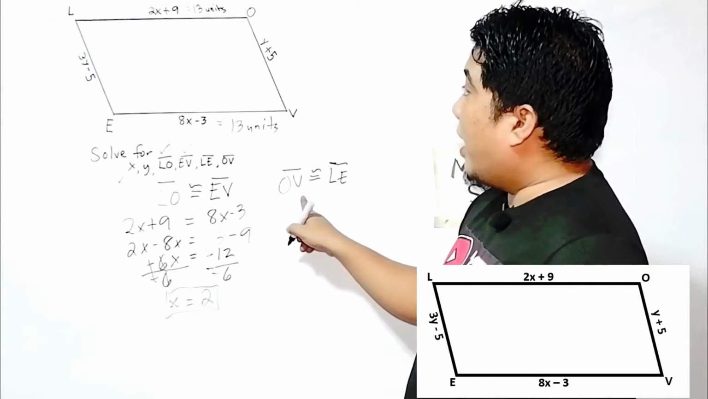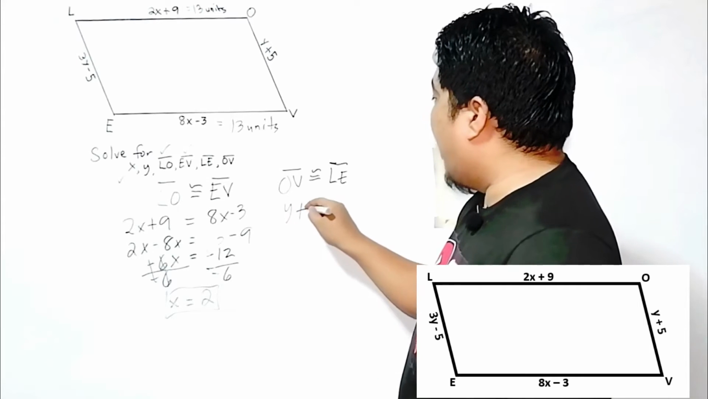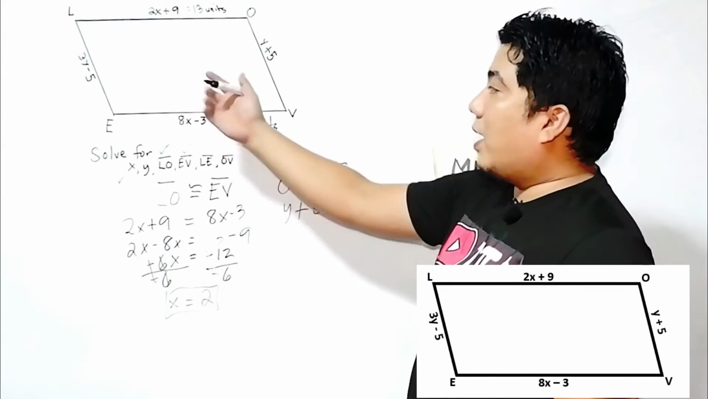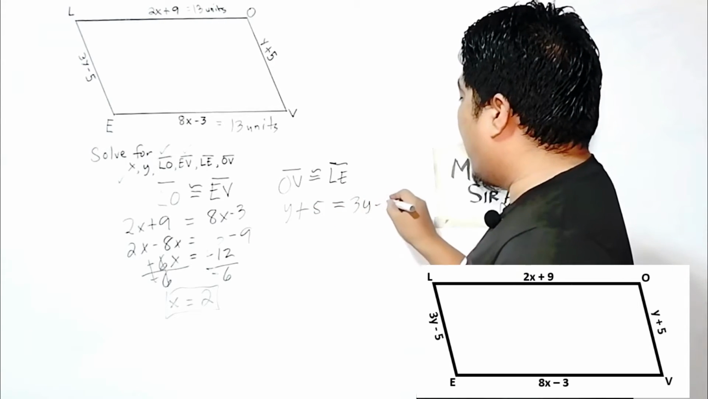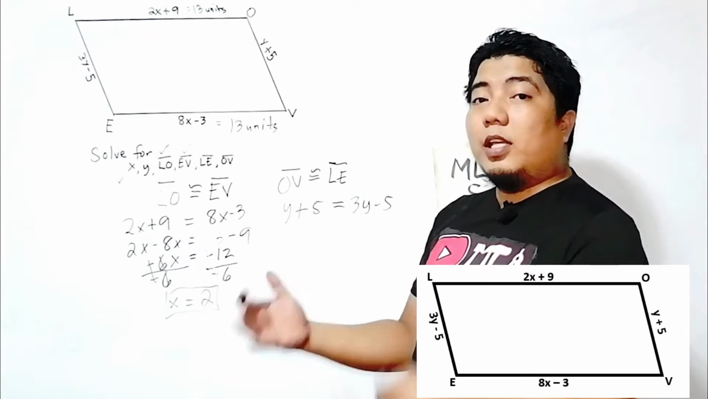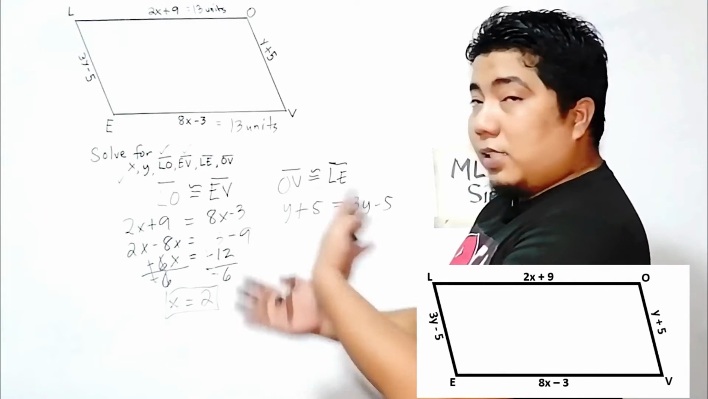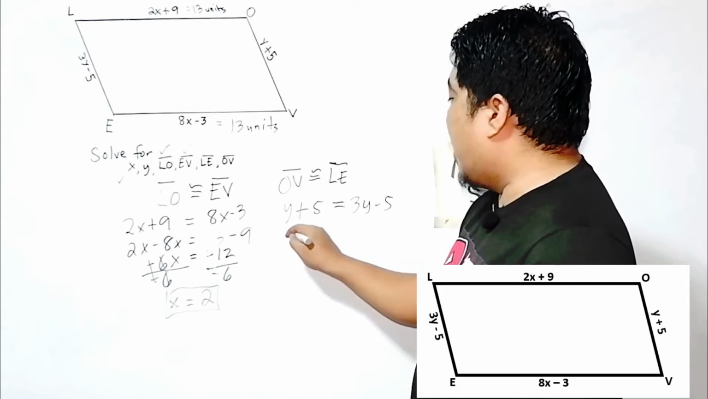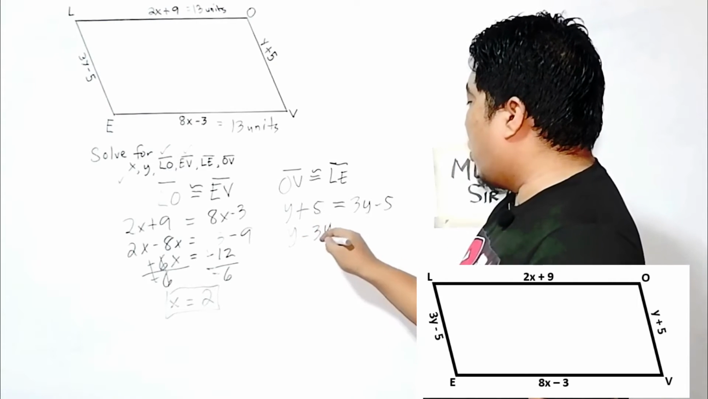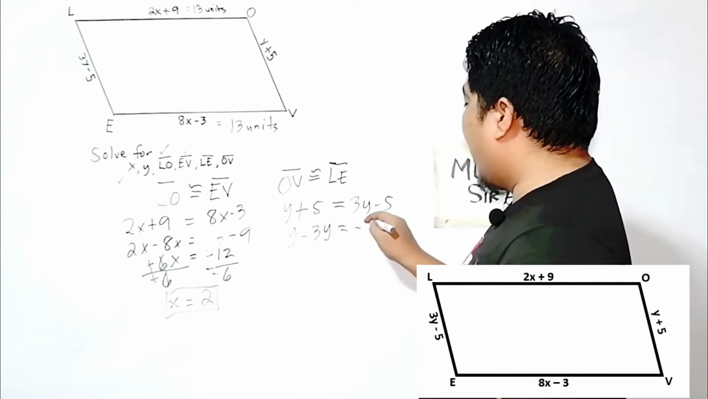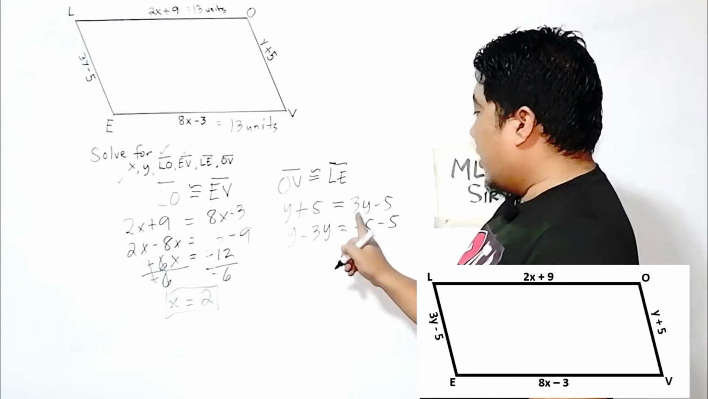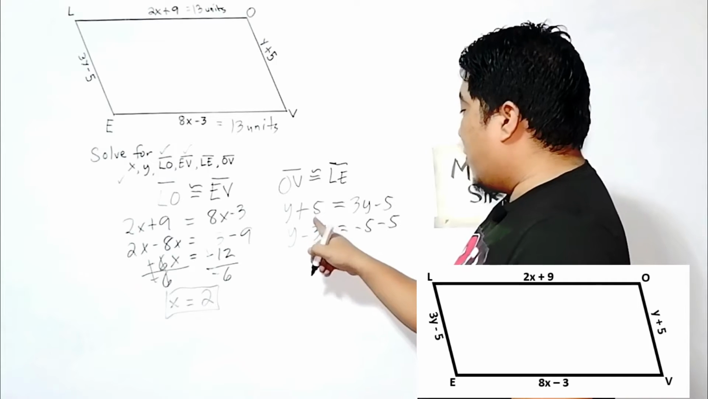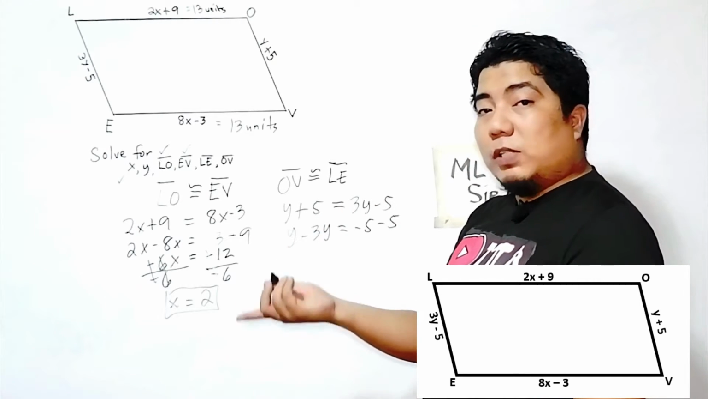So our OV has the expression y plus 5, while our LE, line segment LE, has the expression 3y minus 5. So what we can do here is we just simplify. So the same concept, we will apply what we have learned in algebra, combining like terms, and this will become y minus 3y is equal to negative 5 minus 5. 3y, when transposed, this will become negative. Positive 5, when transposed, it will become minus 5.